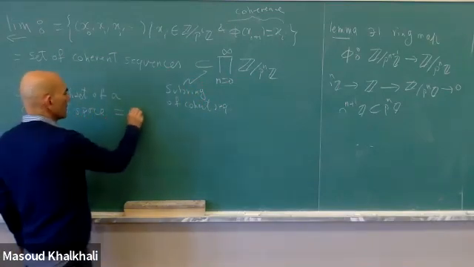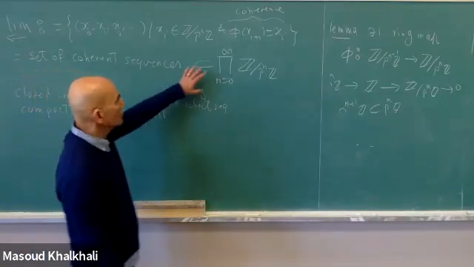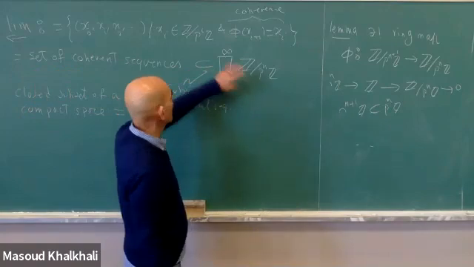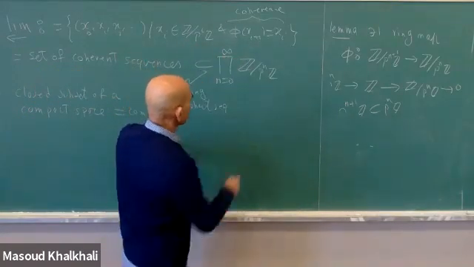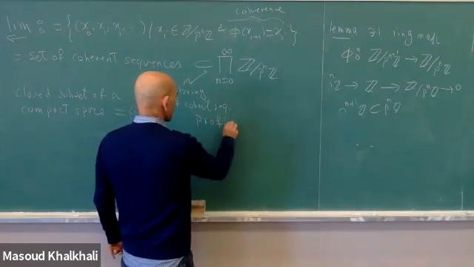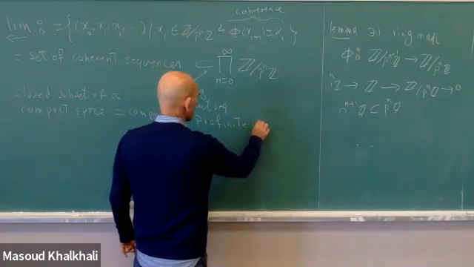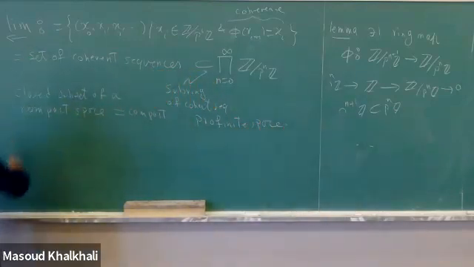It's compact. I mean, the topology is induced by the product topology. These are called profinite spaces, meaning inverse limits of finite spaces. So it's a profinite space. So this is the picture I need.